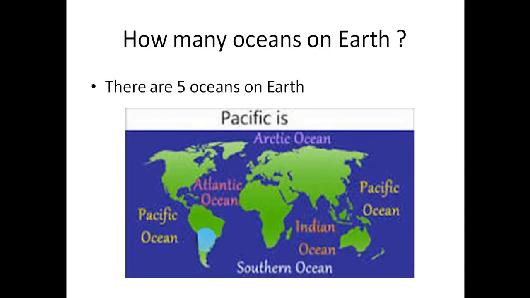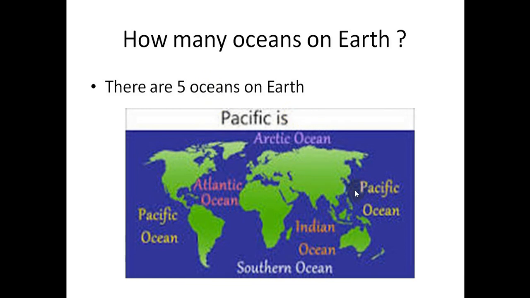How many oceans on Earth? We have 5 oceans. So there are 5 oceans on Earth's surface. Let's say them together. Here on this side, the Pacific Ocean, and the Pacific Ocean is all around the Earth from the other side until here. So this means that the Pacific Ocean is the biggest or the largest.